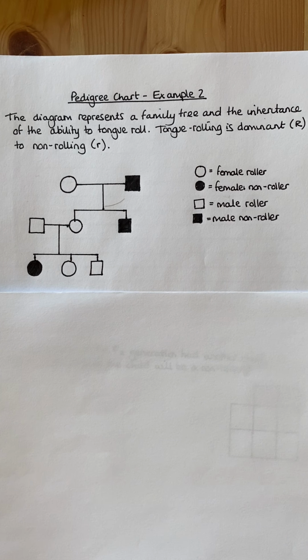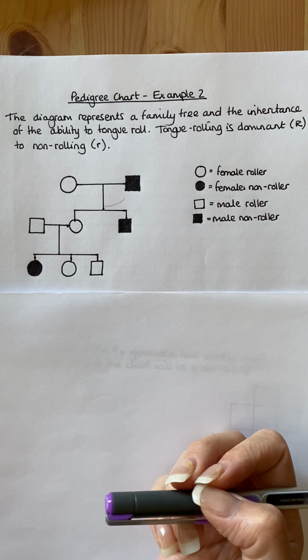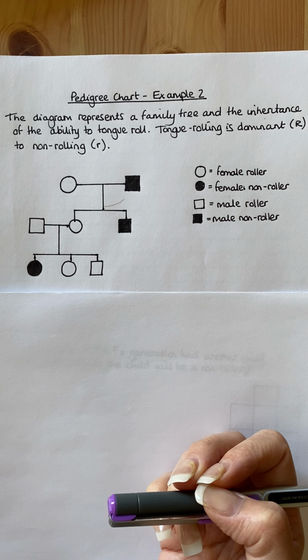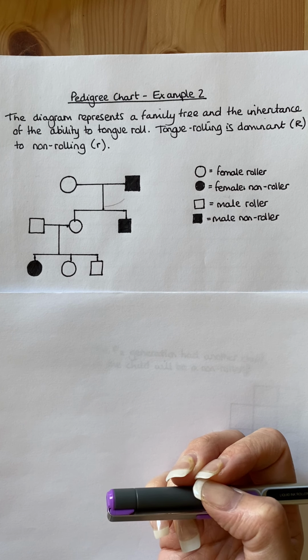In this second example of a pedigree chart, we have a slightly different view to the one that we had before. It looks similar, but instead of having names like grandmother and grandfather, we have circles and squares to represent people in the family tree in the pedigree chart.